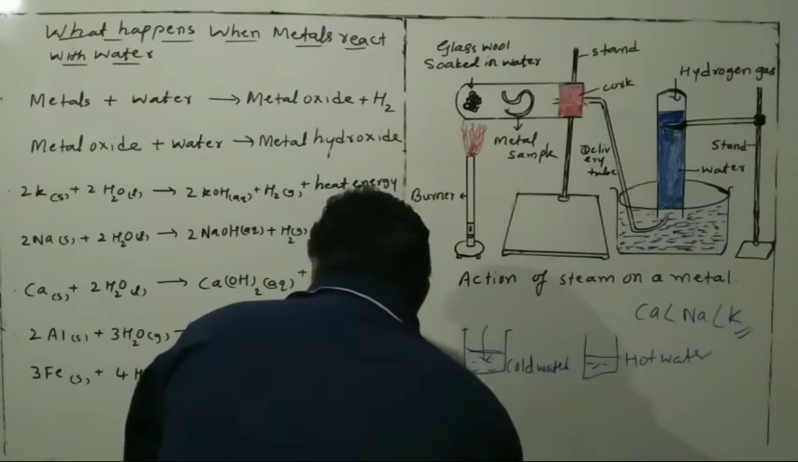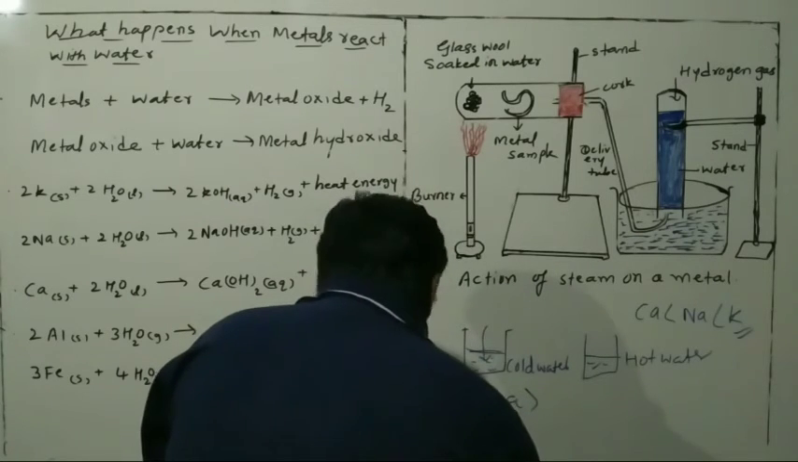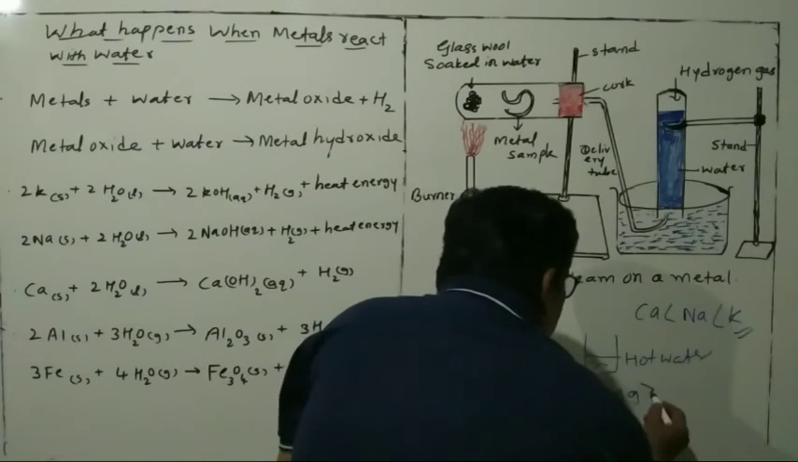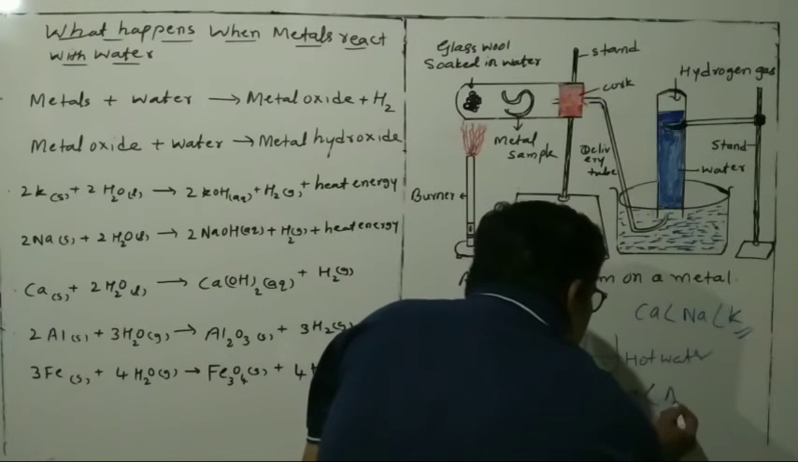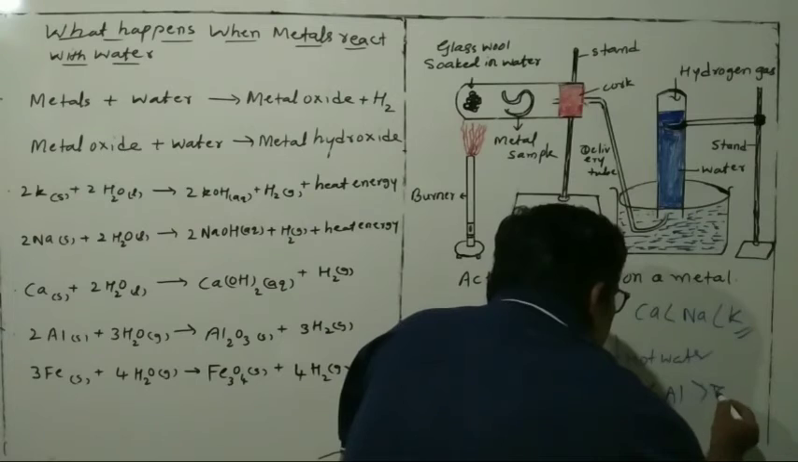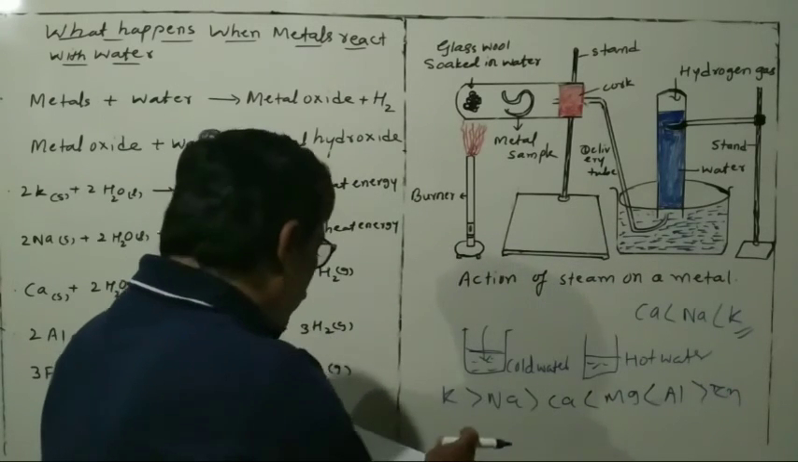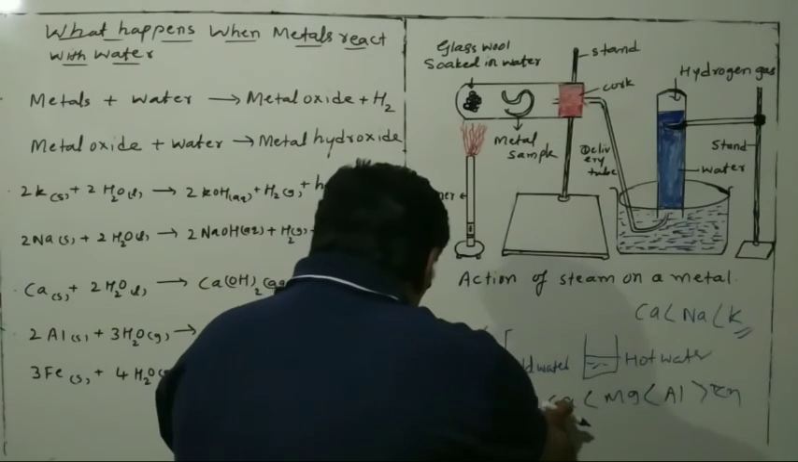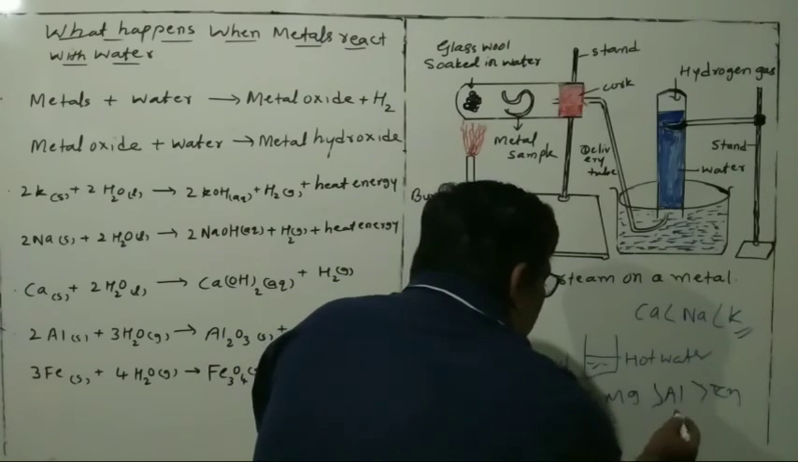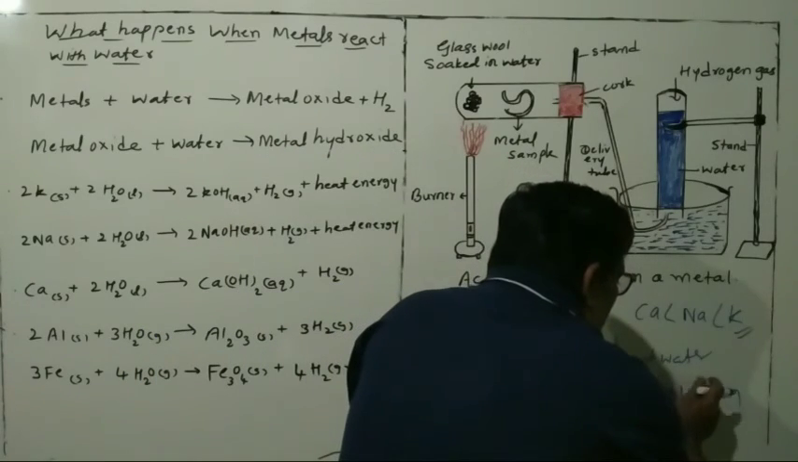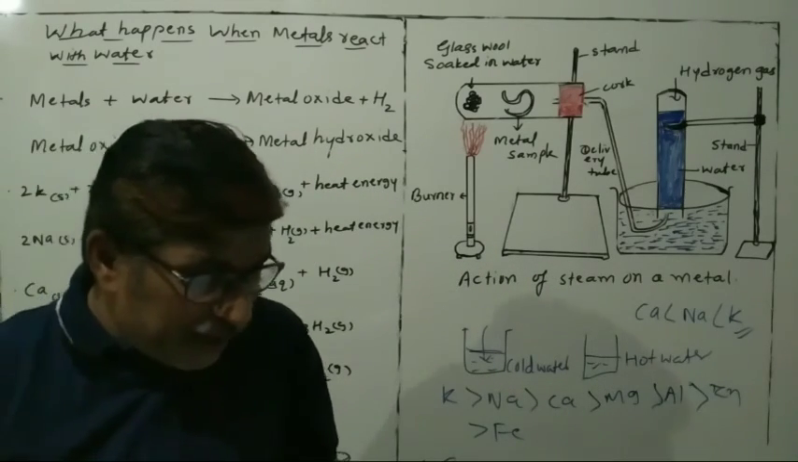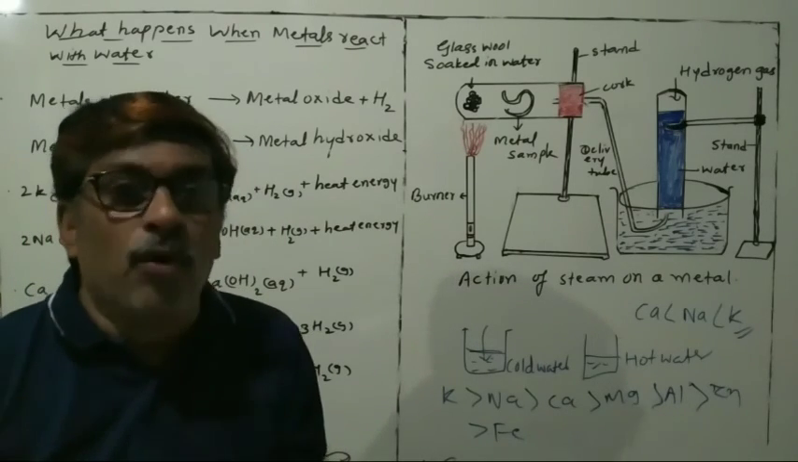So what you can write: sodium and also calcium and magnesium, then aluminium, then zinc. So write this way: potassium, then sodium, then calcium, then magnesium, then aluminium, then zinc, and then iron. This is the decreasing order of reactivity of metals with water.